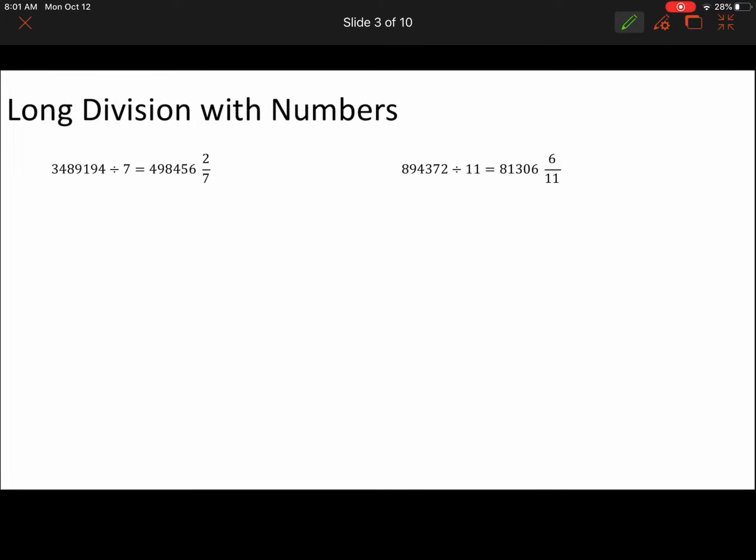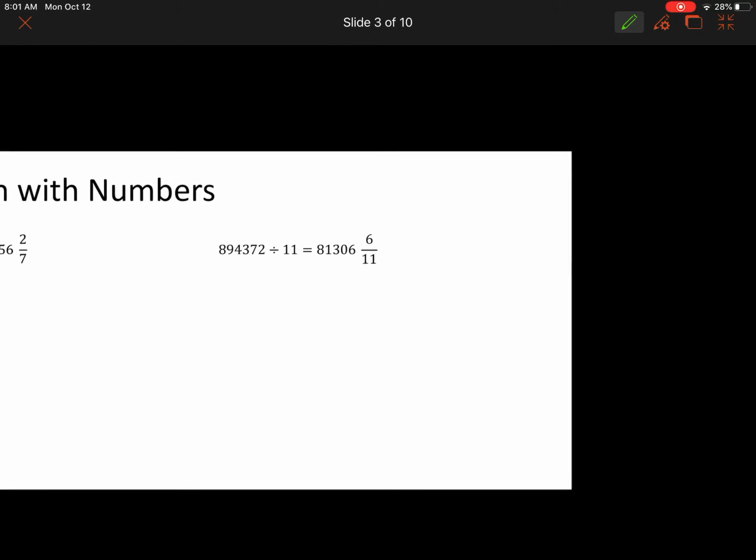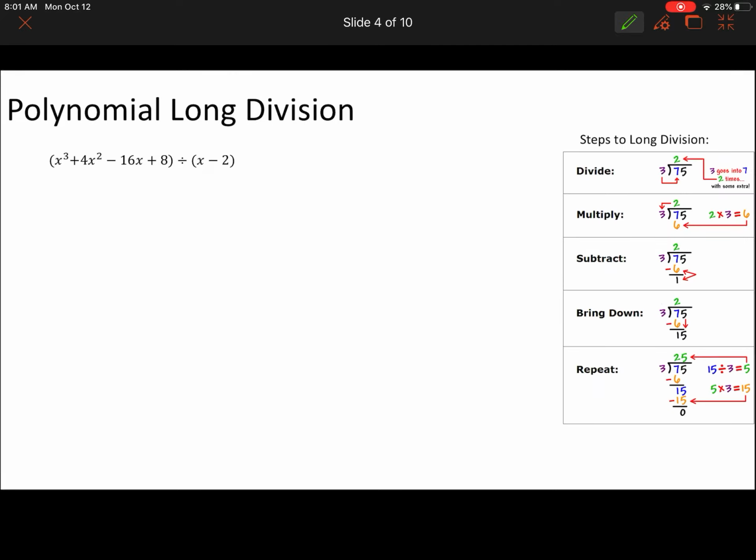Okay, there's our answer. We have 81,306. And apparently we had 6 left over as our remainder, so we just put 6 divided by 11, since that's what we are dividing by.